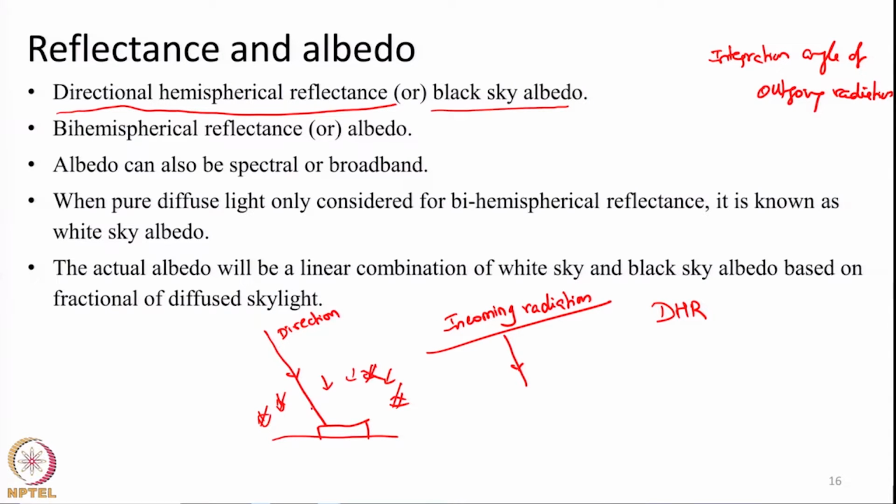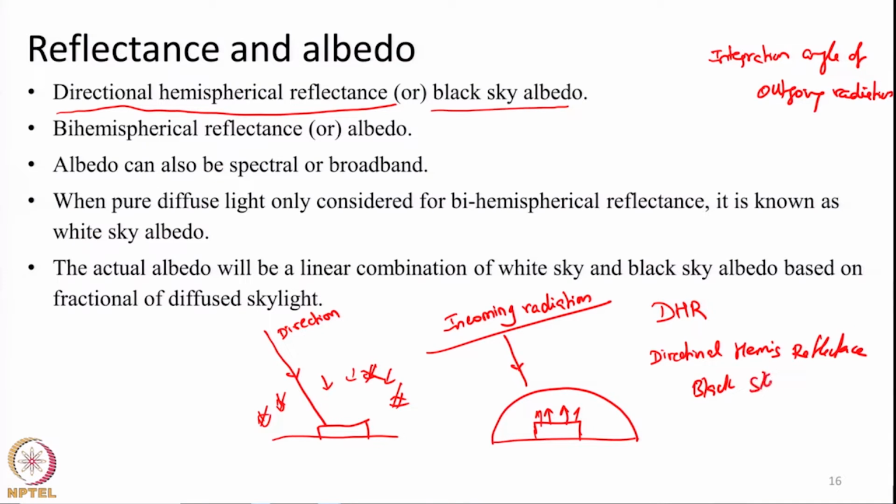Under such scenarios, if we are able to model the outgoing energy over the entire hemisphere surrounding the object in response to this single direction of incoming energy, we call it directional hemispherical reflectance, or in simple parlance, black sky albedo. That is, the sky is not acting as an energy source; the energy source is only the direct solar radiation. We call it directional hemispherical reflectance.